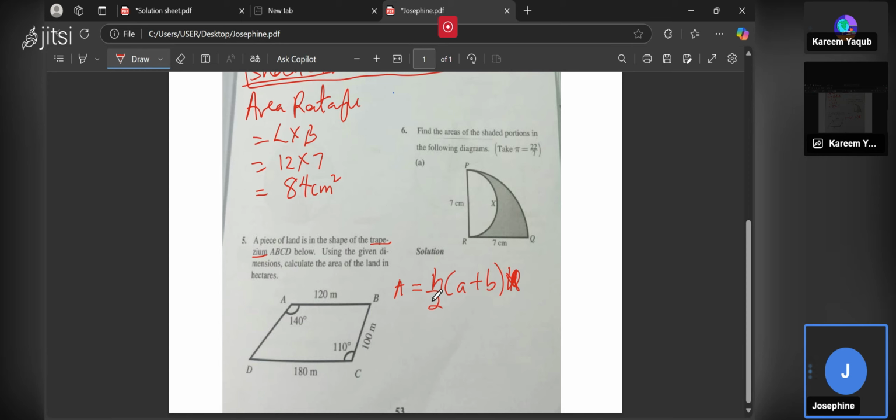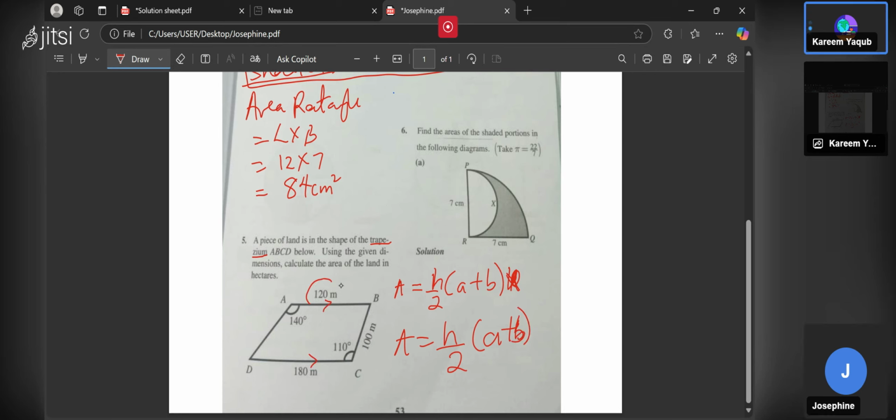Is that H? Yes, that's H. I wrote H over 2 into (A plus B). The A and B are the two parallel sides. The A here is 120, the B is 180. So we pick the smaller one to be the A, the bigger one to be the B. Now, from this question, the only problem we have is we don't know the height.